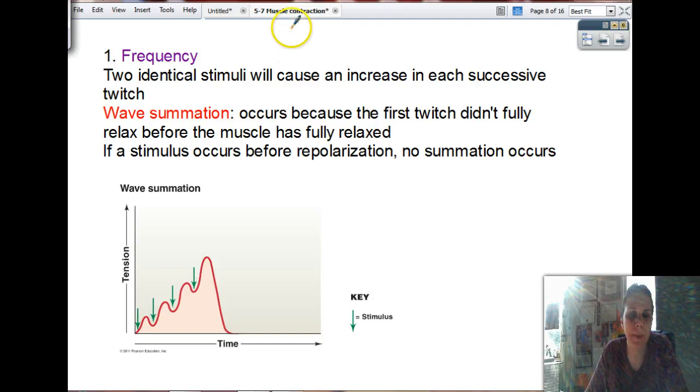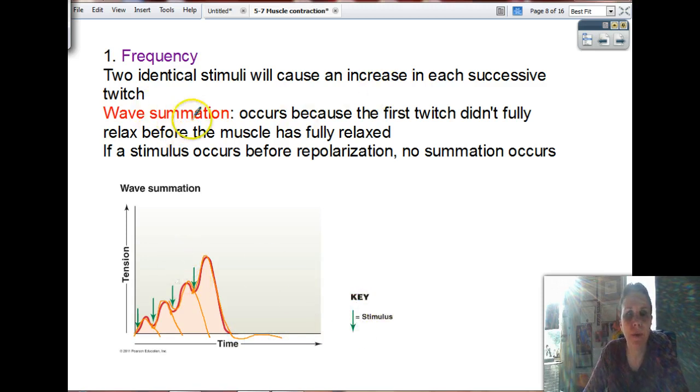So one, frequency. If two identical stimuli are sent to the muscle, one right after the other, each twitch will get successively a tad bigger than the previous. So I start it, it goes up, it wanted to go down and be a single twitch, but I stimulated again right here, so it went up, and it wants to go down, but I stimulated again, so it goes, okay, fine, it goes up. It wants to go back down and rest, but I stimulate it one more time, and then it goes up and finishes, and then finally it can rest. These little green arrows just show every time my brain says do something.